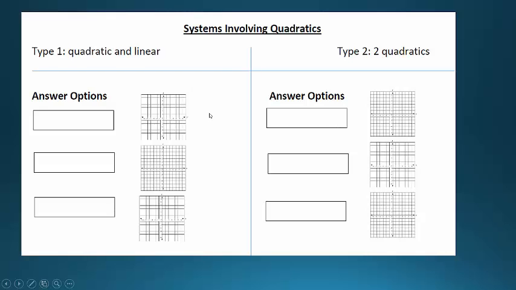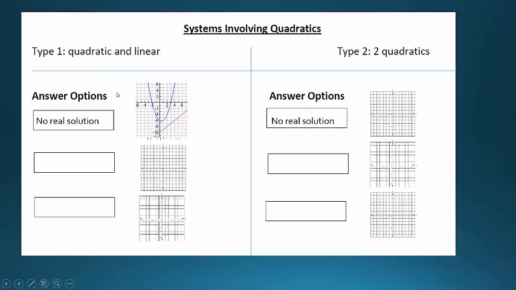So we're going to be doing two different types of systems. The first one is where I will give you a quadratic equation and a linear equation like we just saw. And the second type, I will give you two quadratic equations. Regardless of which type of system you're solving, you're going to get three possible answers. So the first one is no real solution, which means no intersection.